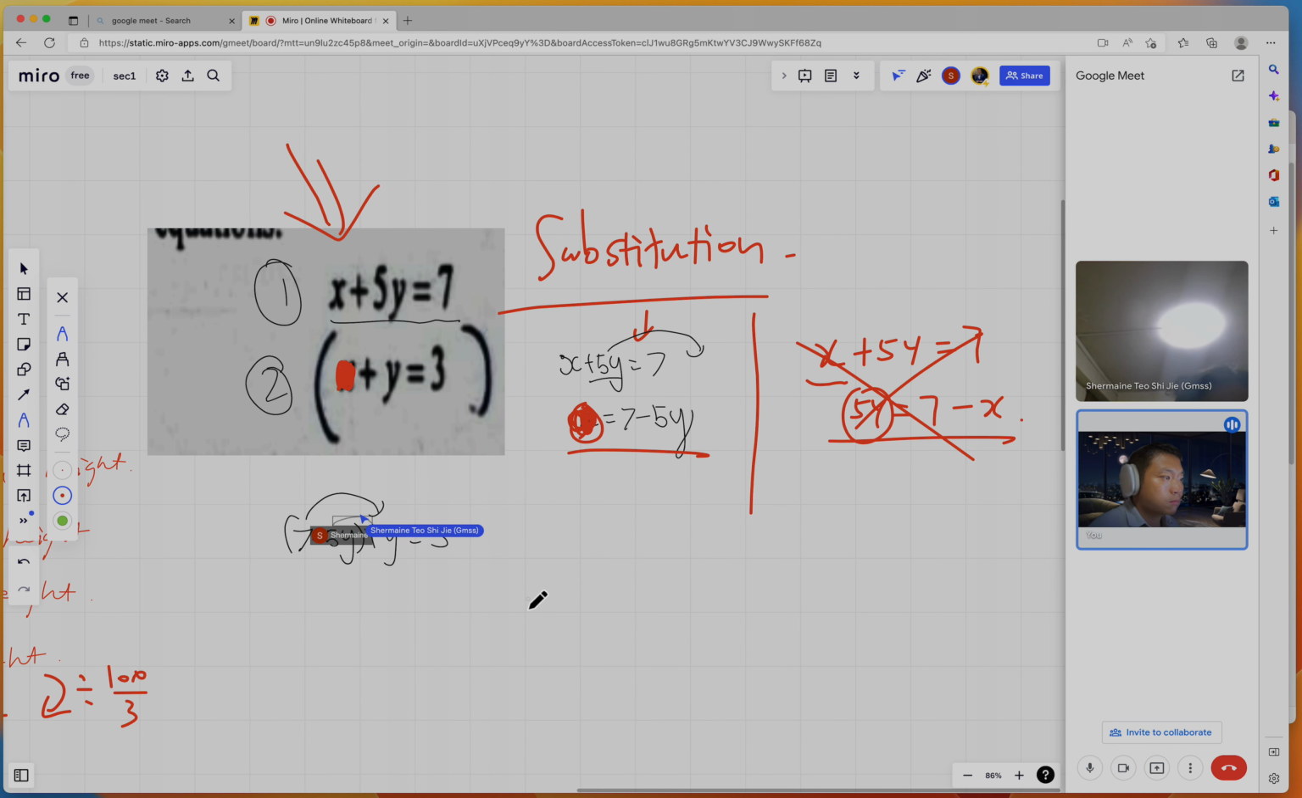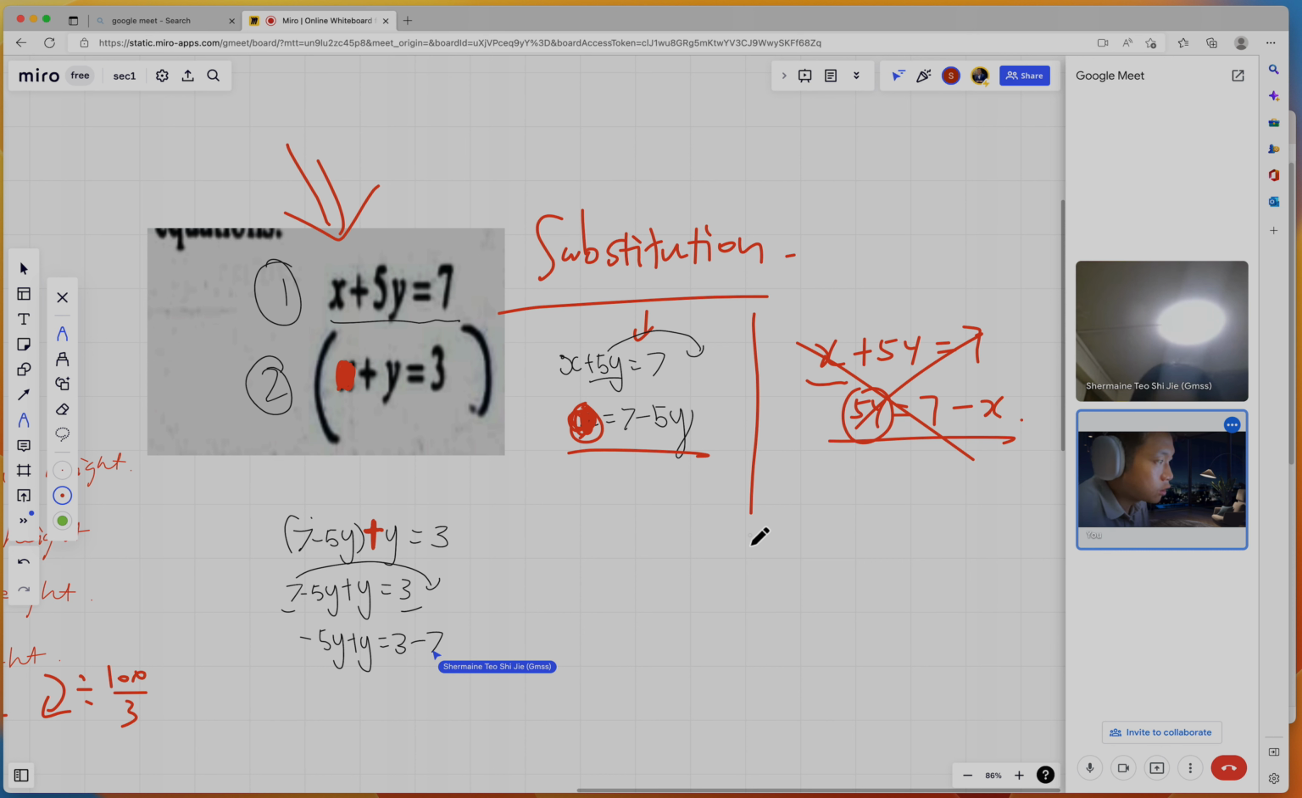Open the bracket. Wait, what are you doing? You're not doing times, you're doing plus. You don't anyhow do, okay? Times is arrow, okay? Plus no need arrow one. Continue.